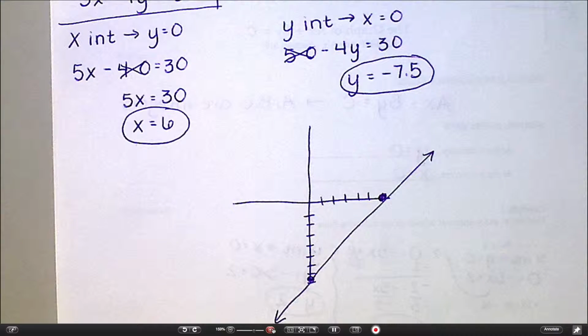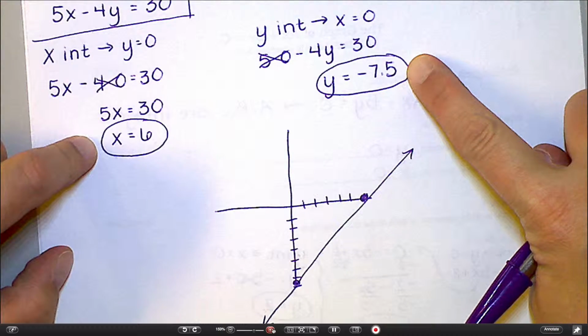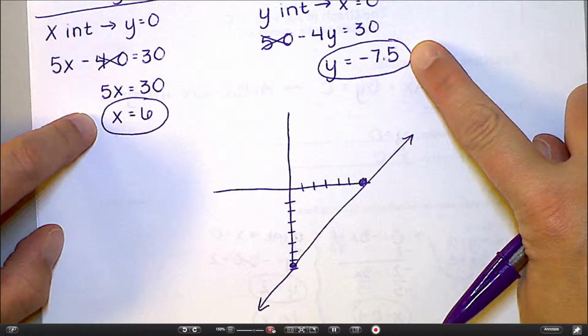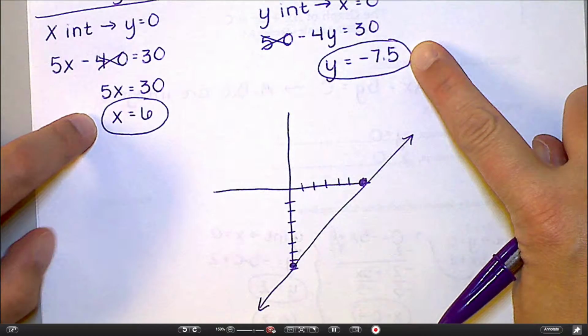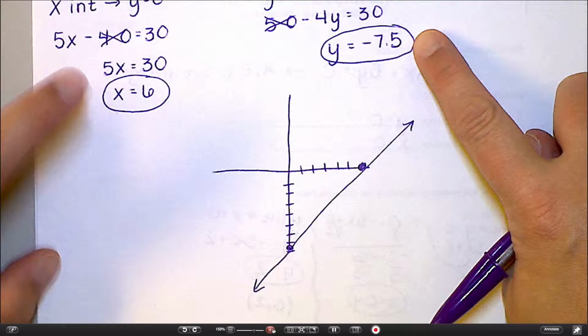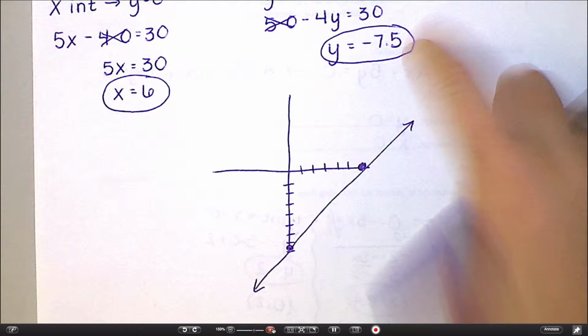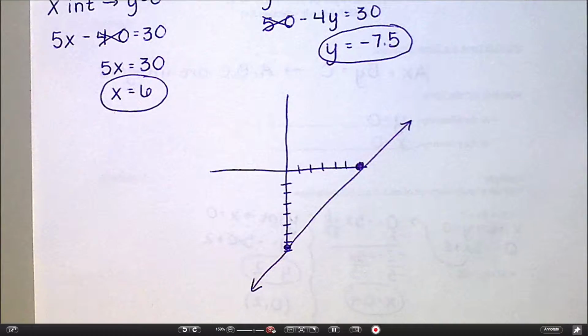The one thing you want to be careful of, this happens sometimes, is people want to put these two things together and make it like one coordinate. They want to make it like 6 comma negative 7.5. Remember, these are 2 separate points. This is like 6 comma 0, and this is 0 comma negative 7.5. Good? Okay, let's go do that on this next example.